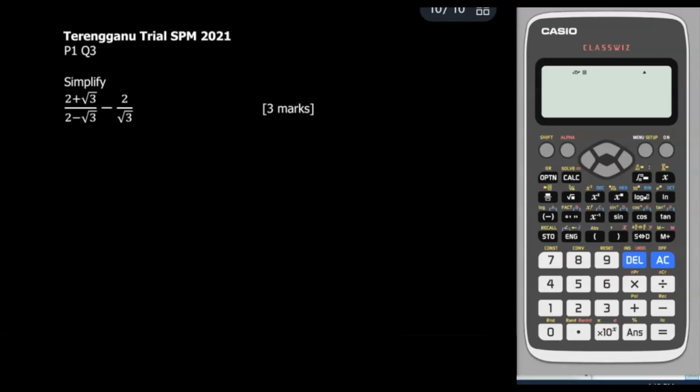Let's look at this question from Terengganu Trial SPM 2021, Paper 1, Question 3, and this is 3 marks. So simplify 2 plus surd 3 over 2 minus surd 3, minus 2 over surd 3. For the first fraction, we have to times with the conjugate surd, top and bottom, with 2 plus surd 3. For the second fraction, we have to times surd 3, top and bottom. Okay, let's solve this.